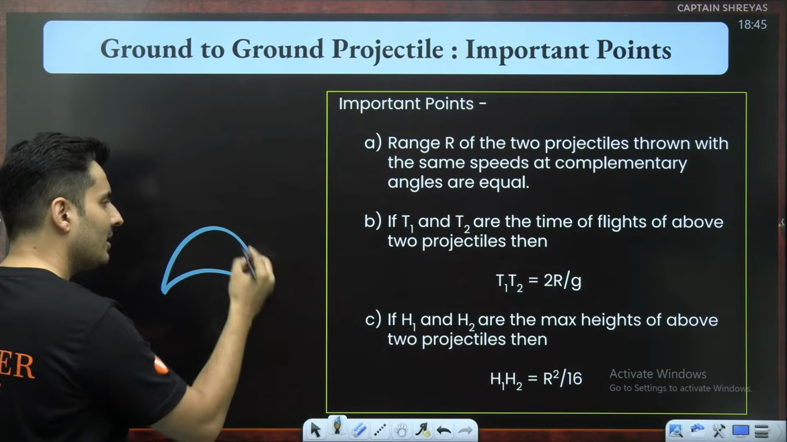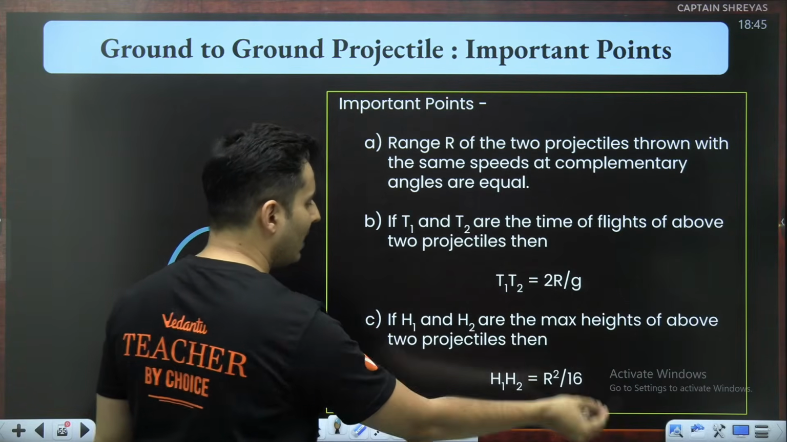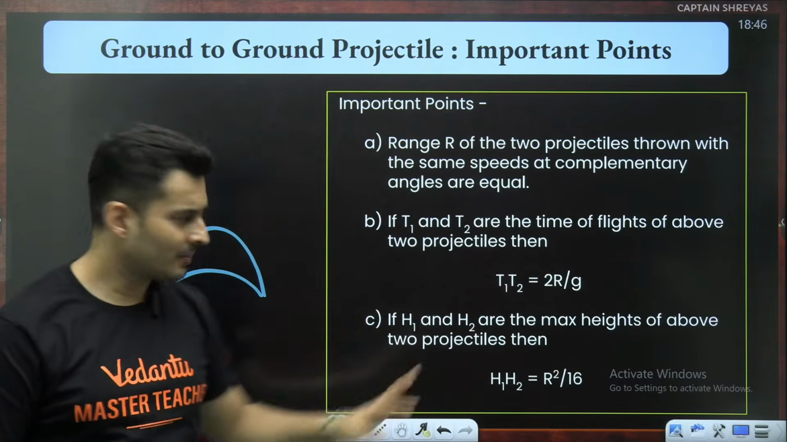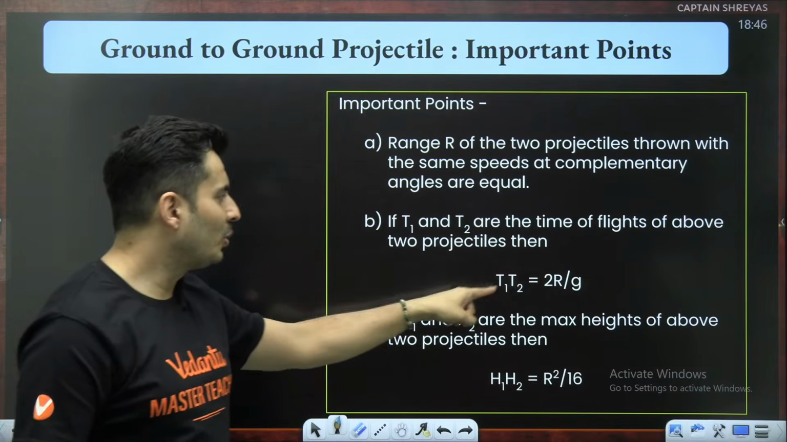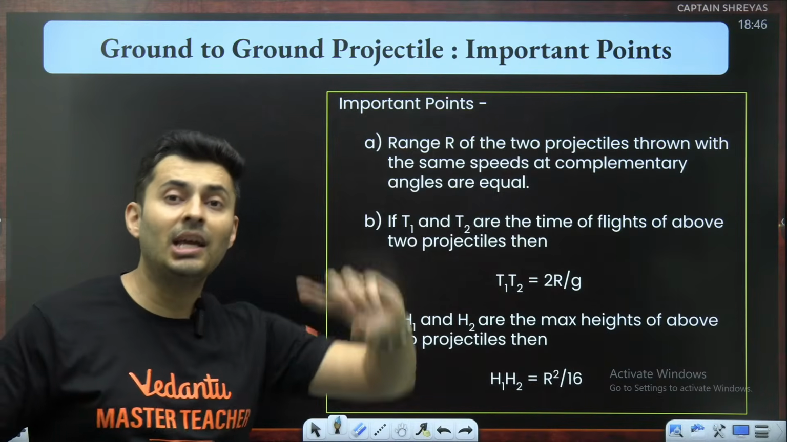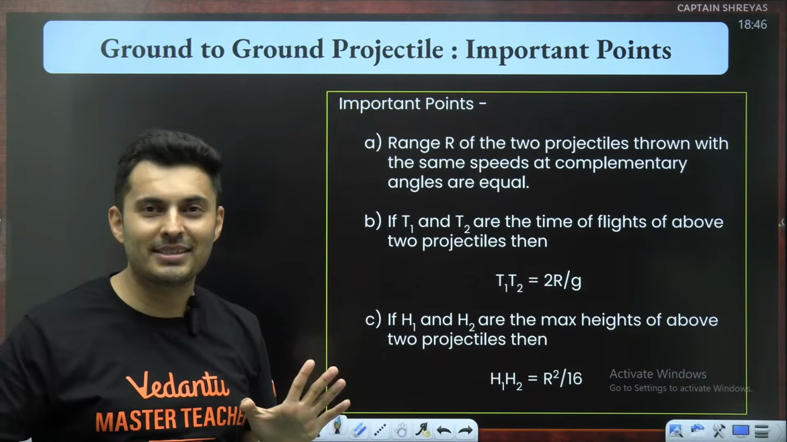You will see that the product of times will be 2R by g, and the product of heights will be R square by 16. I want you to prove this as homework. As simple as that. The answer is already given. I'll give you a hint. Put the value of time, 2u sine theta by g. The second time will be 2u sine of 90 minus theta by g. Sine of 90 minus theta is cos theta.